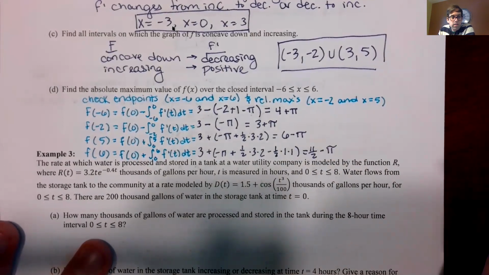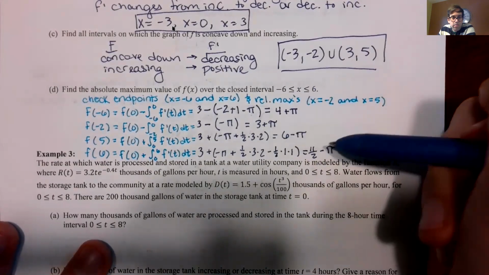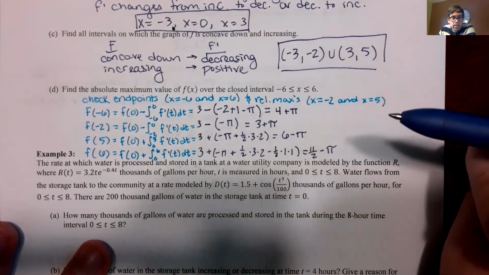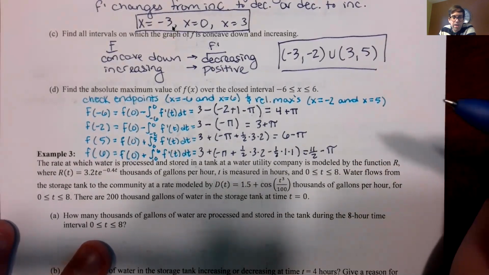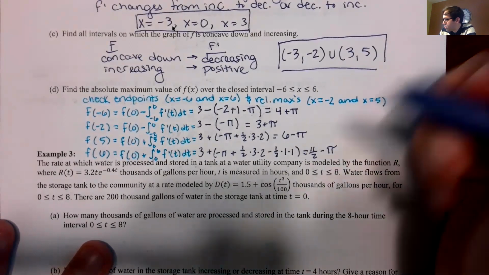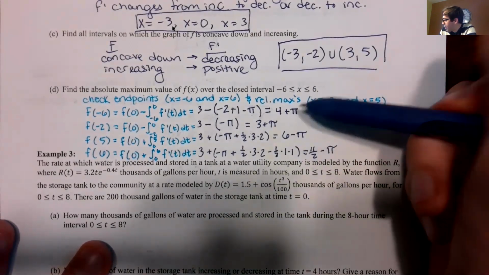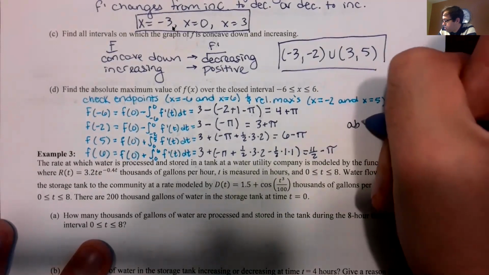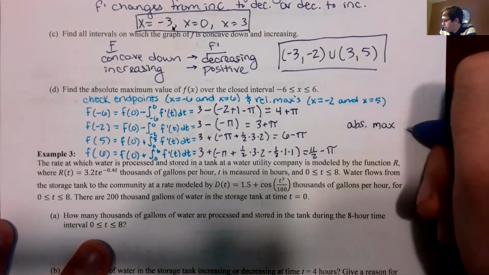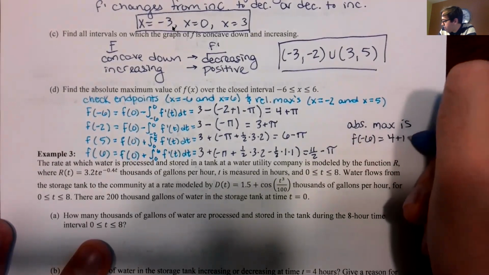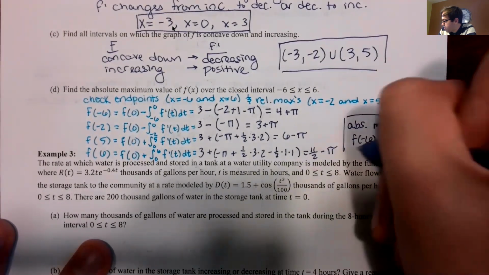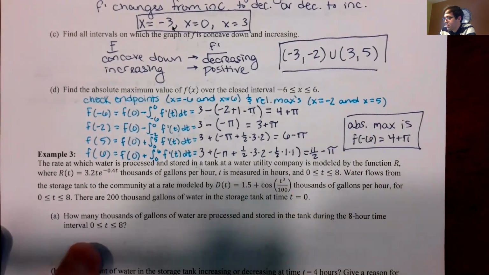Okay, so what we're going to do then is look at all of these and figure out which one is the largest. And if you calculate these by eyeballing them or by typing them in and looking at the decimal on a calculator, what you're going to find is that 4 plus pi is the biggest. So we have an absolute max of f of -6 equals 4 plus pi. All right, and that is the end of example 2.